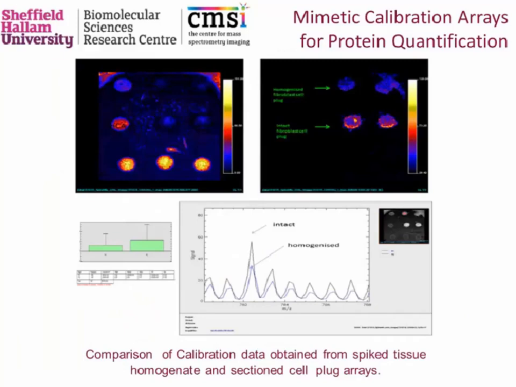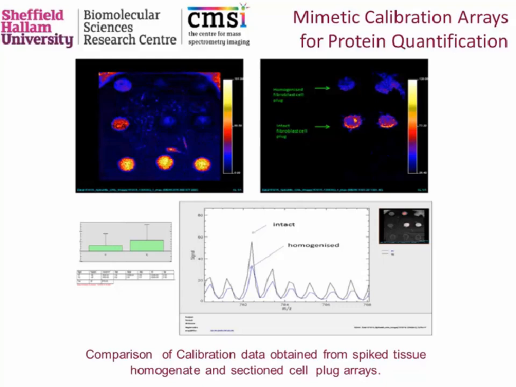So the actual experiment we're going to do then is we're going to try and create our calibration array using cell plugs. I mentioned cell plugs earlier. And the reason we're using cell plugs is because there is a bit of evidence in the literature that if you homogenize the cells, it does lead to a bit of signal suppression. And that's certainly what we found for the peptides, that if we actually put peptides into a cell homogenate, we get a lower signal than if we put it into a mixture of intact cells.